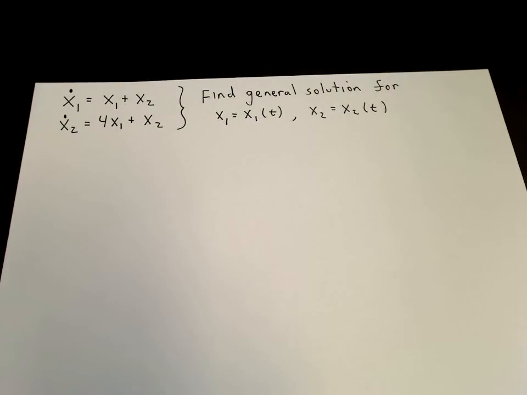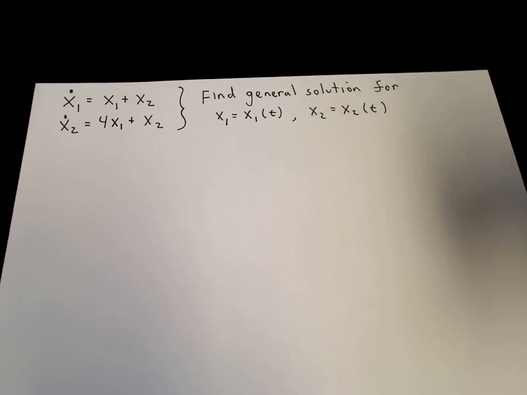In this video, we'll consider a system of first-order linear equations: x1 dot equals x1 plus x2, x2 dot equals 4x1 plus x2, and use techniques from linear algebra to find the general solution for x1 and x2.